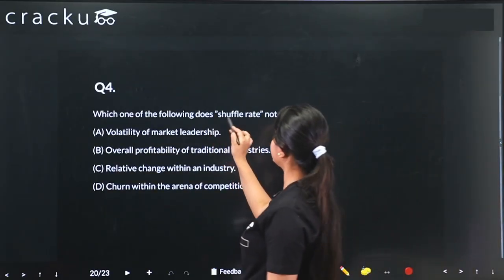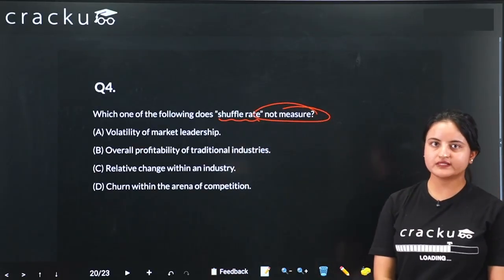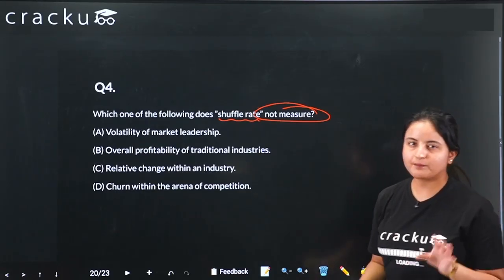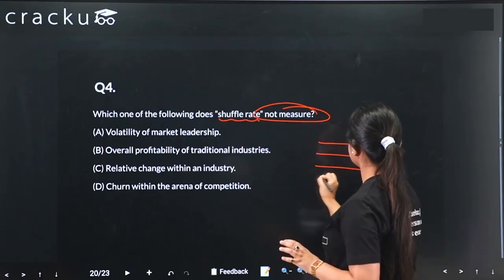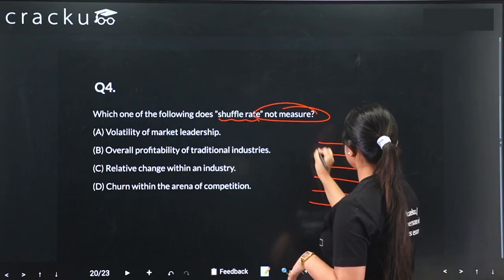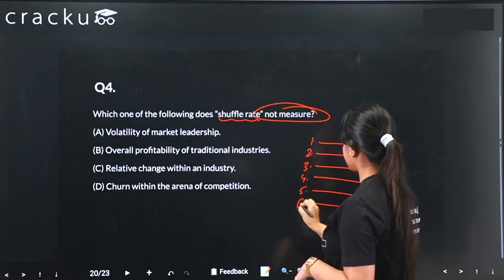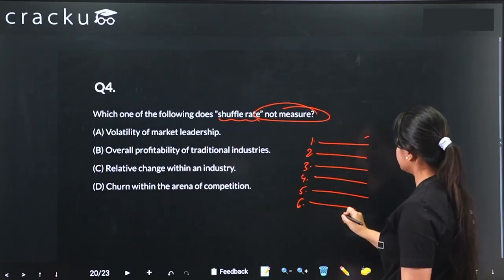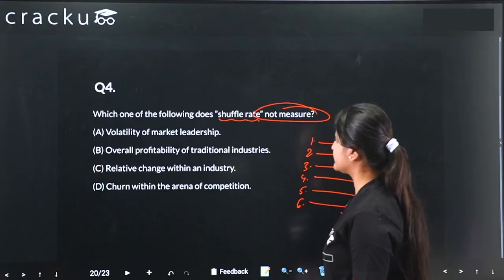Which of the following does shuffle rate not measure? One thing we know is that the passage does not tell us what shuffle rate measures. The passage simply tells us through diagrams. That is why making sketches and diagrams is very important. Shuffle rate was basically telling us, suppose it is 1, 2, 3, 4, 5, 6, and this is the bottom company, how quickly the bottom ones can reach the top. That is about the shuffle rate.